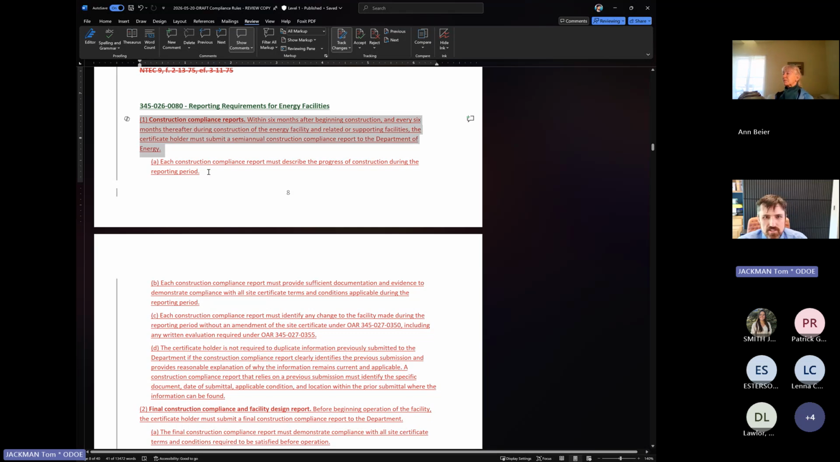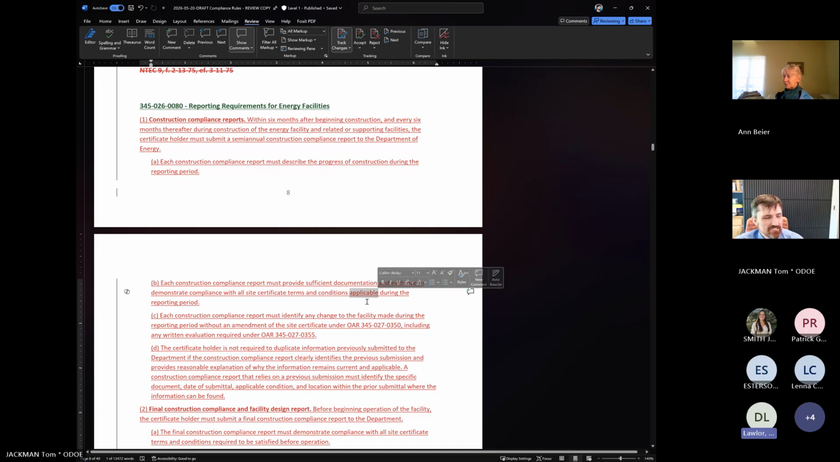You would submit the thing that says 6 months have passed and we're still doing what we did before, and we're still complying in the same way that we complied 6 months ago. That's good, but it says each construction compliance report must provide sufficient documentation and evidence demonstrating that all your site certificate terms are in compliance. I just wanted to make sure of this, because some people coming new into this, we don't want to be providing duplicates.